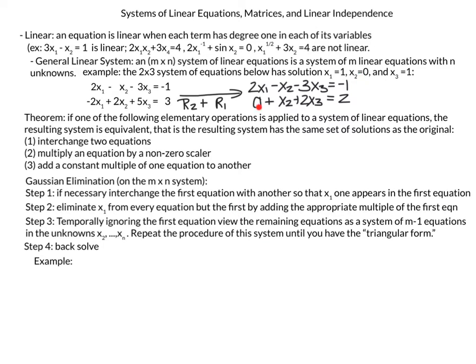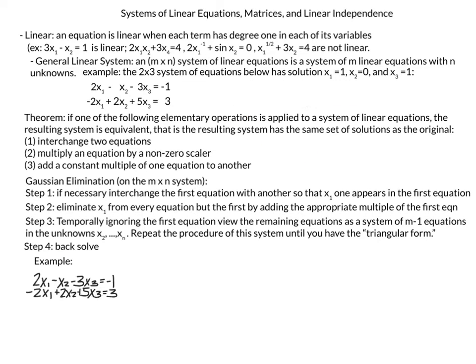Step 2, eliminate x1 from every equation but the first by adding the appropriate multiple of the first equation. We did that here. We eliminated x1 from the second equation, from every equation but the first, by adding the appropriate multiple of the first equation. In this case, the multiple was just 1. Step 3, temporarily ignoring the first equation, view the remaining equations as a system of m minus 1 equations in the unknowns x2 to xn, and repeat the procedure until you have this triangular form. In this case, we can stop because if we ignore the first equation, then all we have is the second equation, and there's nothing to eliminate from the third equation. The triangular form will become more obvious as we work with more equations as opposed to just 2 equations.